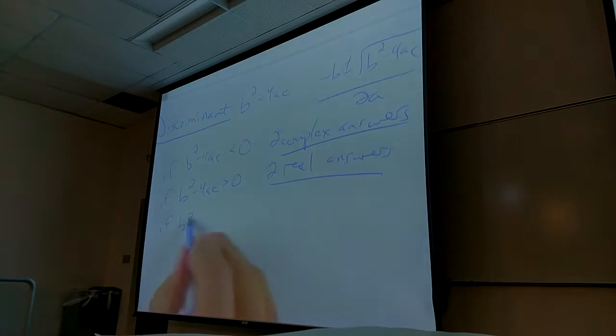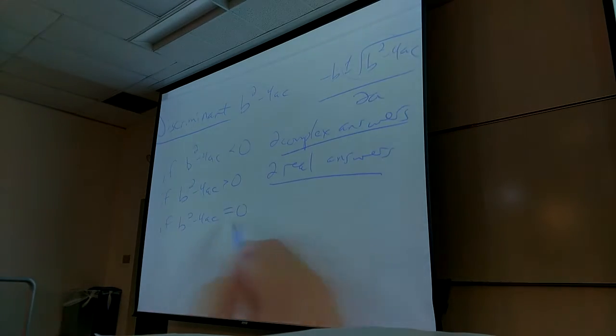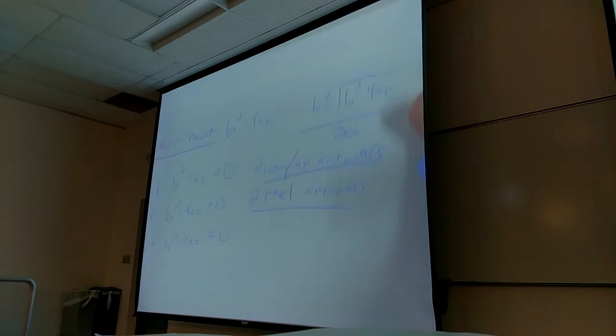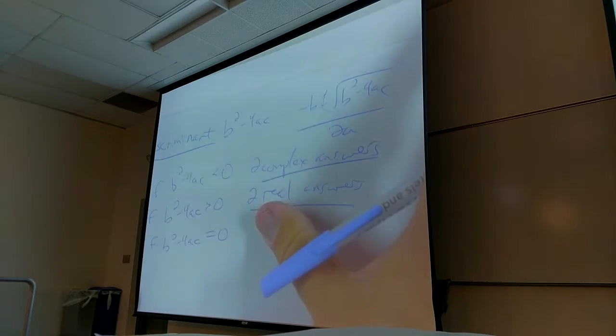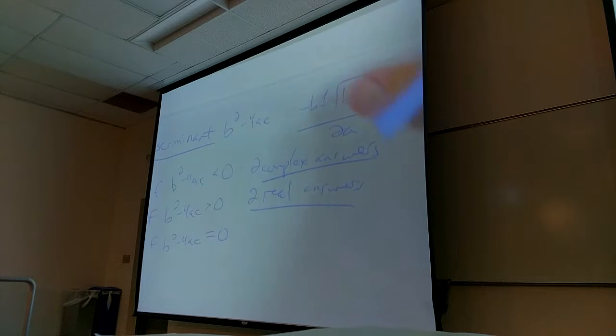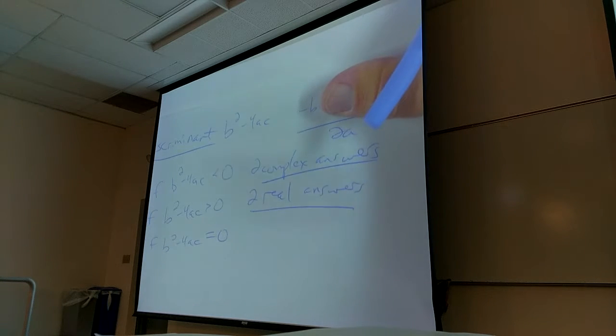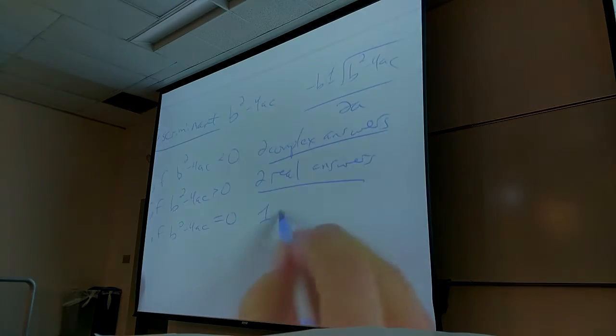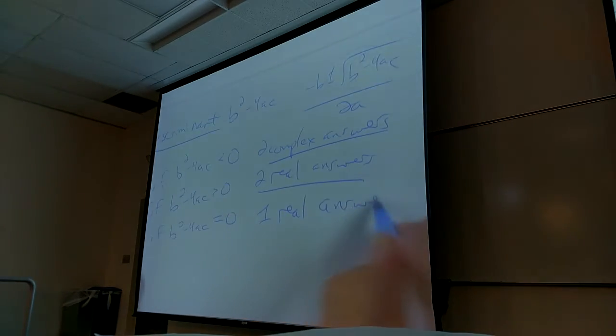And if it is 0, then the whole reason there's two answers goes away, right? Why is there always two answers? Plus or minus. And if it's 0, it just takes the plus or minus with it. Plus or minus 0 is just 0. So then I get one real answer.